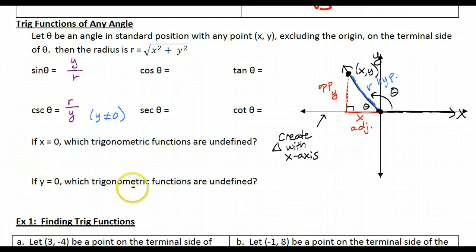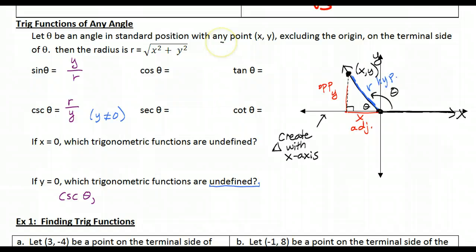So, if y is 0, which trigonometric function is undefined? Remember, undefined means it's not possible. Calculator gives you an error message. I can't divide something into 0 pieces. So, it is undefined when I am taking cosecant of theta.